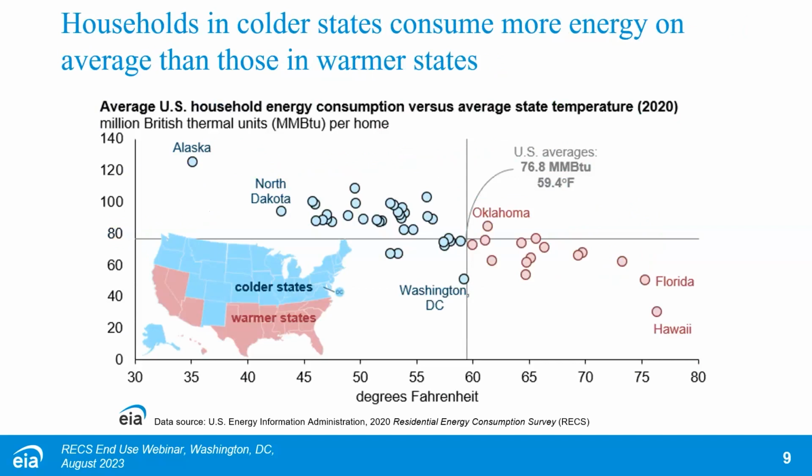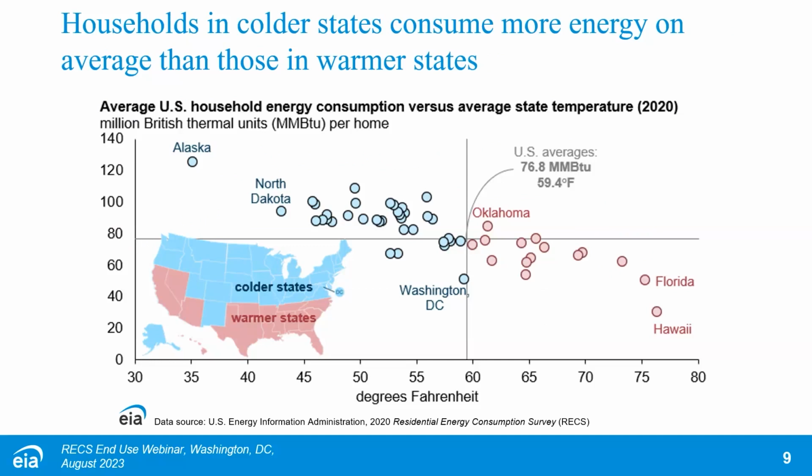So while the average household consumed 76.8 million BTU of site energy in 2020, there were variations in energy consumption by state. The average site energy a household uses is largely correlated with the average outdoor temperature. Households in colder climates, where space heating equipment is used more intensely, tend to consume more site energy than households in warmer parts of the country.